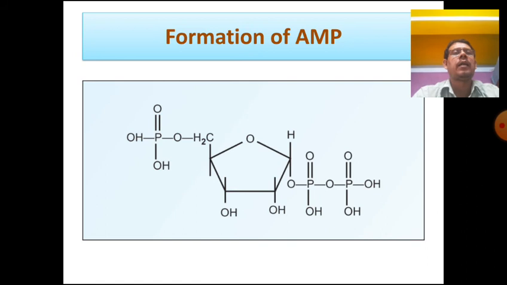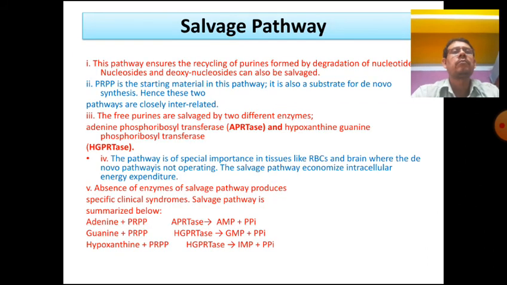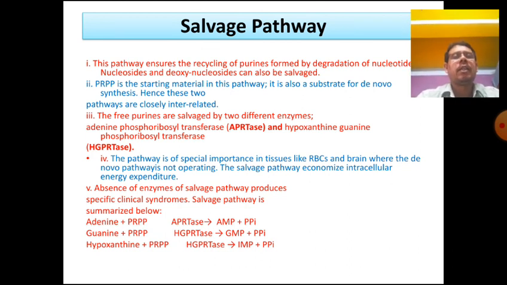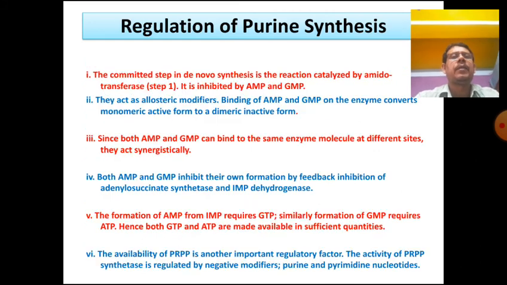Formation of AMP, this is the structure. The salvage pathway, which was already discussed. In this pathway, adenine plus PRPP gives AMP plus PPi, guanine plus PRPP gives GMP plus PPi, and hypoxanthine plus PRPP, with the enzyme involved, gives IMP and PPi.